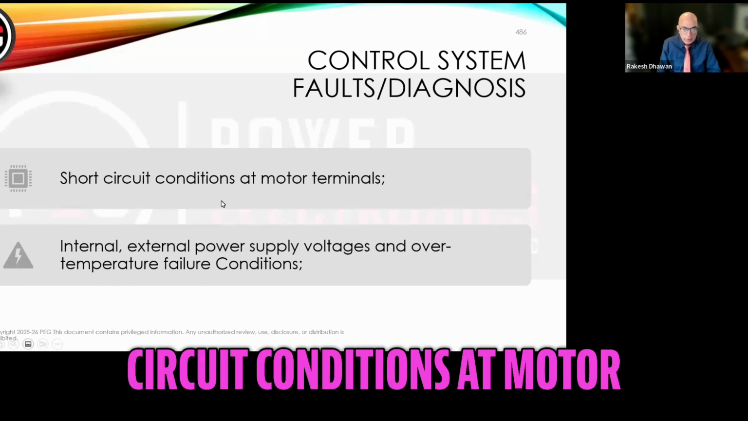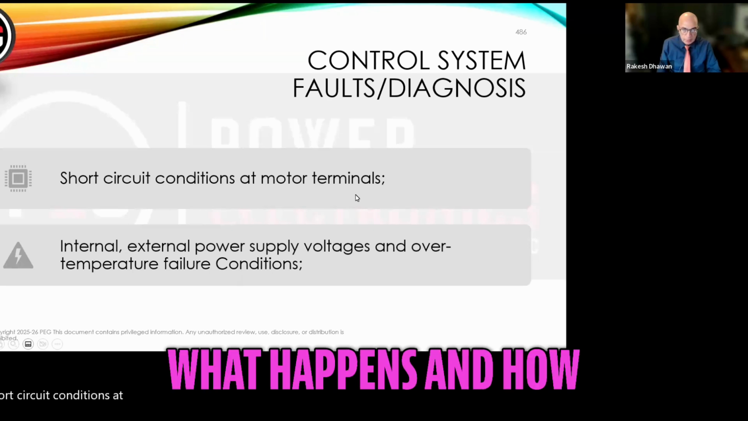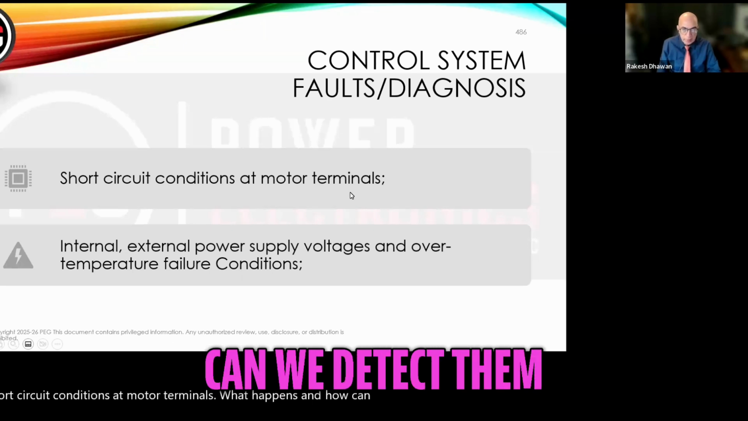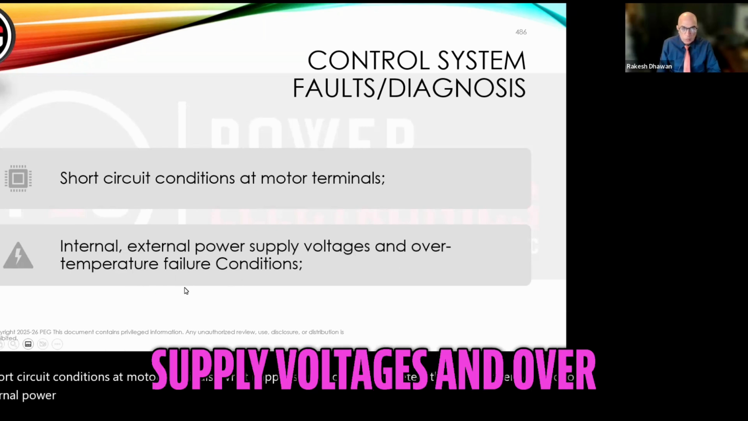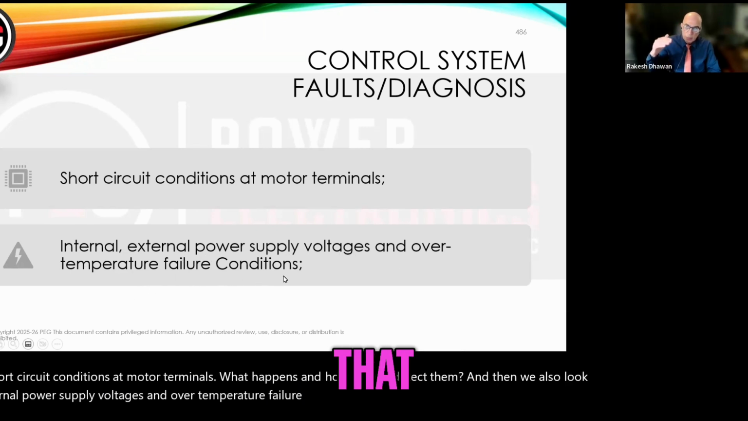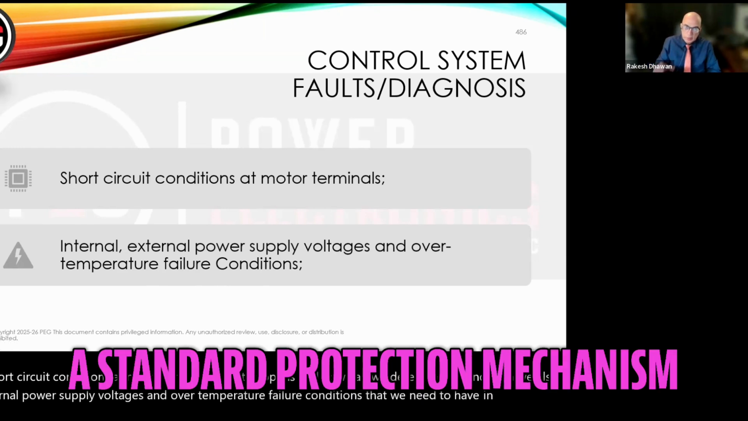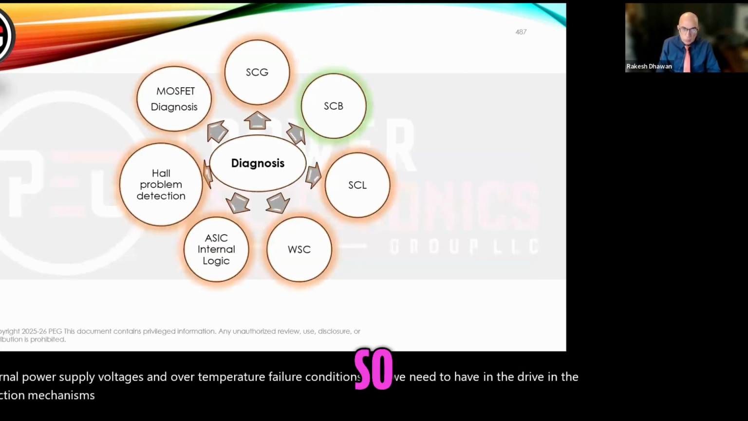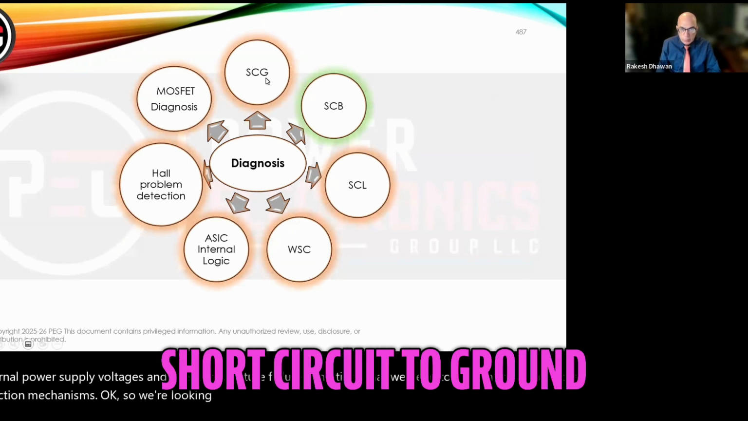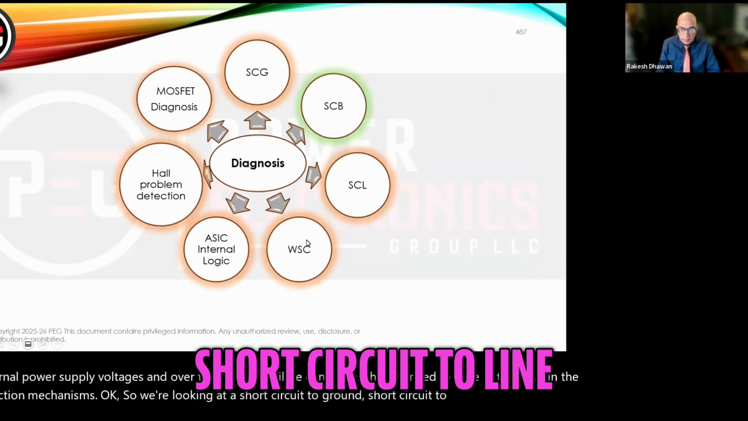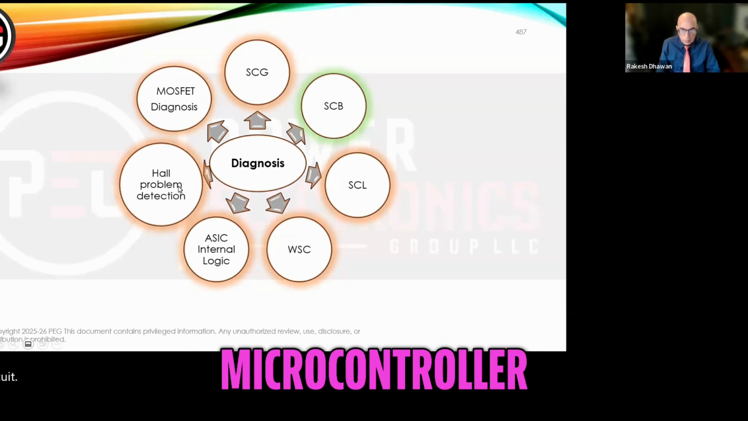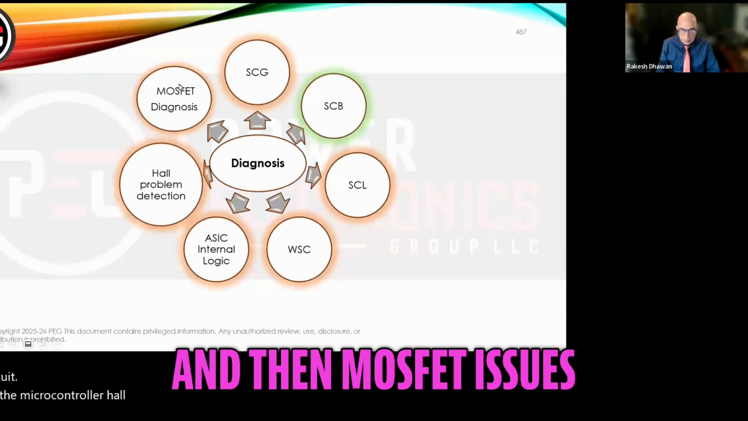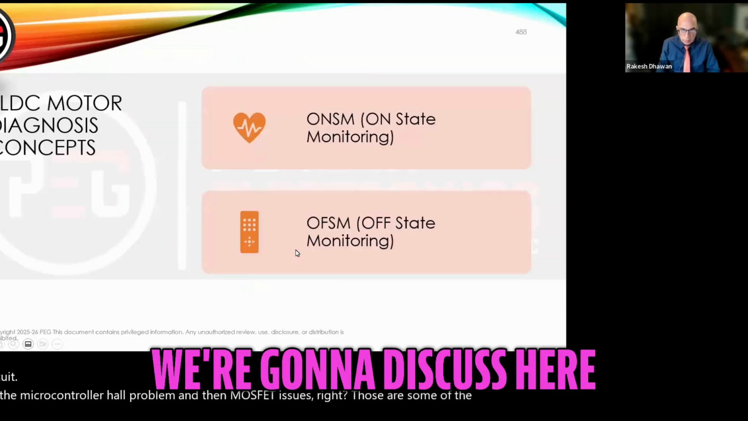So let's look at short circuit conditions at motor terminals, what happens and how we can detect them. And then we also look at internal and external power supply voltages and over temperature failure conditions that we need to have in the drive as a standard protection mechanism. So we're looking at a short circuit to ground, short circuit to battery, short circuit to line, weak short circuit in the microcontroller, Hall problems, and then MOSFET issues. Those are some of the issues we're going to discuss here.